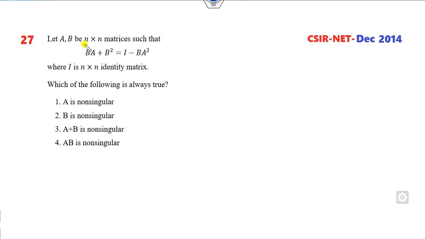Again it is my n cross n, so again I can simply take it as 2 cross 2. Which of the following is my true statement? Again, very simple. Firstly, if I simply take A, B both as I, is this condition satisfied? I plus I square is I minus I cube. I cube is I, so it will not be satisfied. So it means both can never be the same.